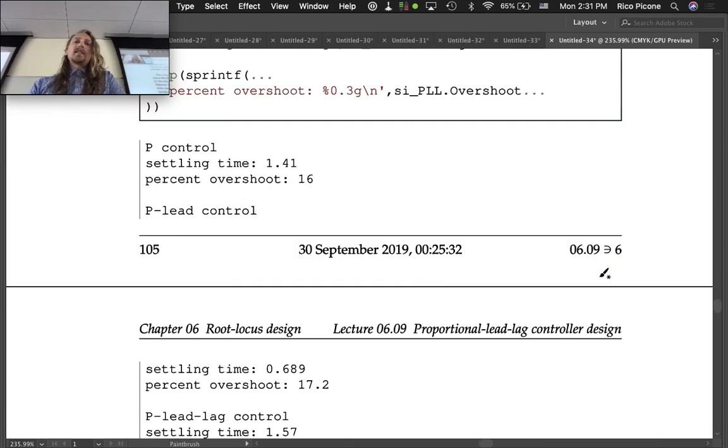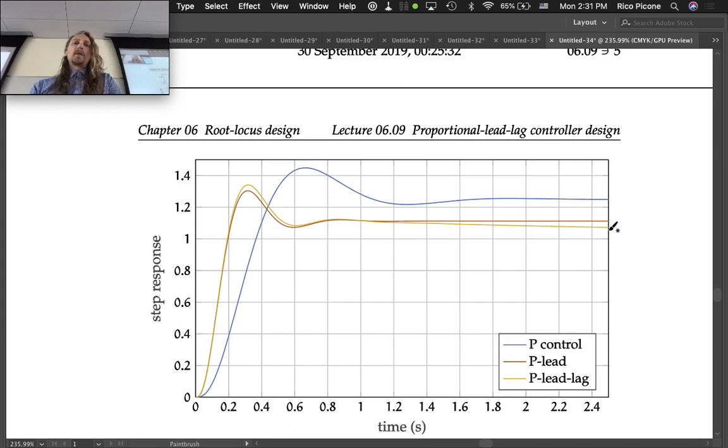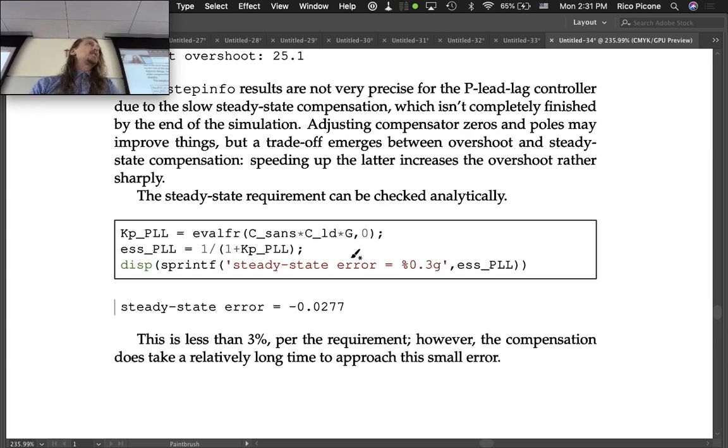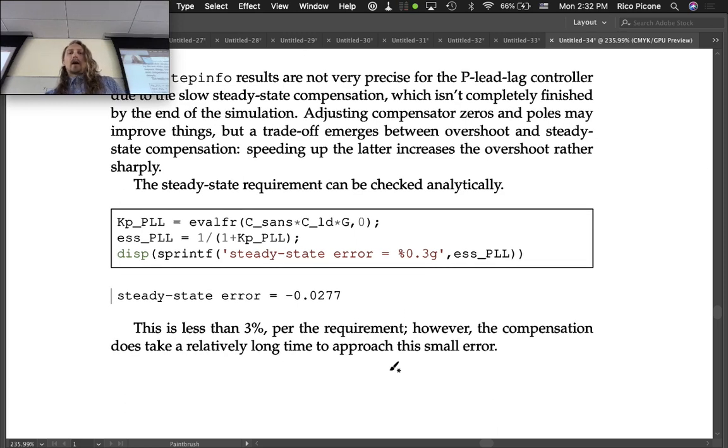We should check our steady state error, because this is not a good reflection of the steady state error being less than 3%, because it hasn't gotten anywhere near steady state yet. So we could simulate it for a lot longer, or we can actually evaluate it analytically, right? We can check the steady state error based on the full transfer function with the compensator in it. And we do that. We compute Kp, compute the steady state error, and we get that it is negative 0.0277, which is less than 3% per the requirement. It's 3% on the high side, right? So that may or may not be important to you, but within 3%. However, the compensation does take a relatively long time to approach this small error, so it's important to keep in mind.